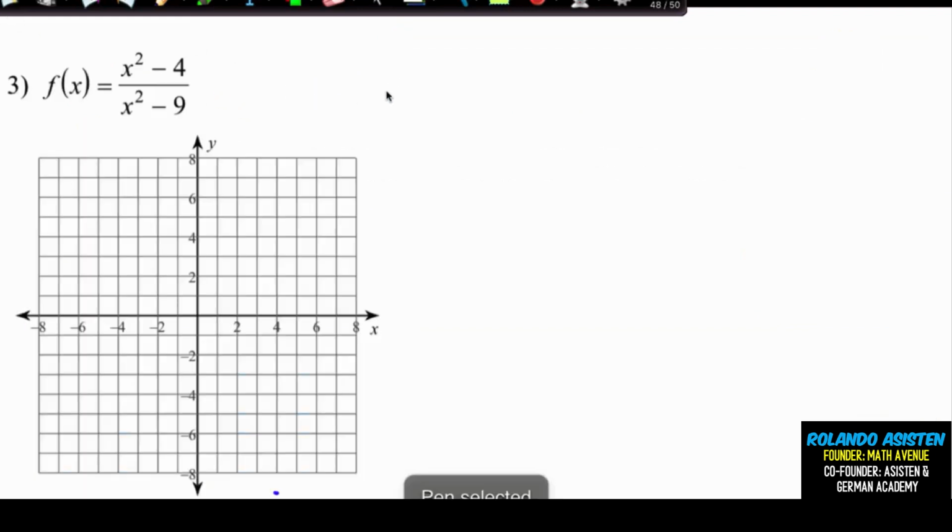With that knowledge of the horizontal asymptote, we are now ready to graph function number 3. Notice that here, you no longer have that x minus something form. You have x squared and you don't have the k value here. So in this case, what we're going to do is factor out the numerator and the denominator if it can be factored out. So let's factor them out.